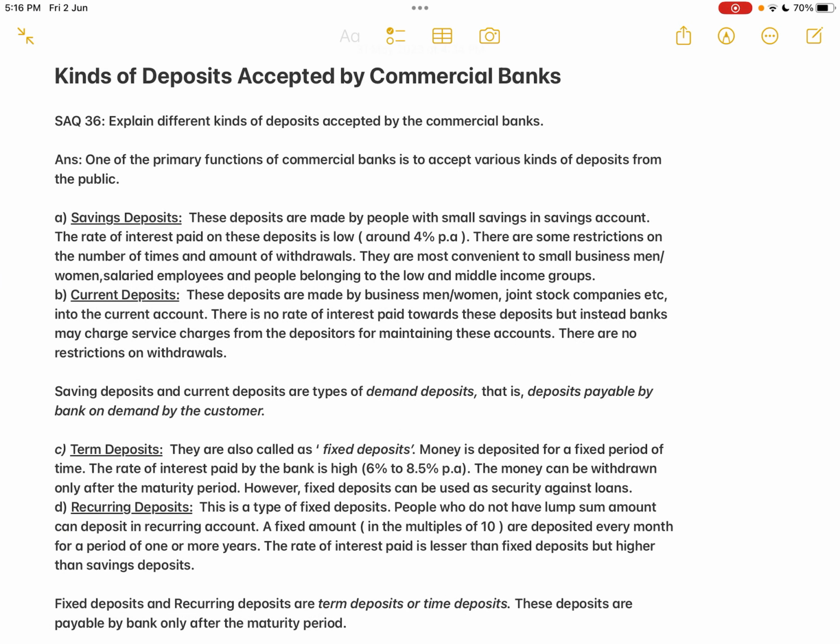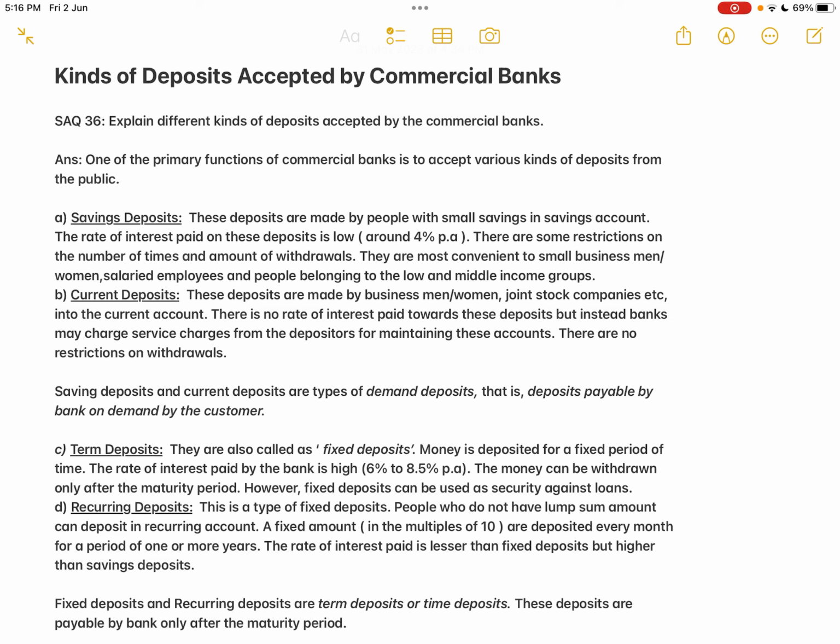So SAQ 36: explain different kinds of deposits accepted by the commercial banks. One of the primary functions of commercial banks is to accept various kinds of deposits from the public. That is called the primary deposits. So the first one, savings deposits.